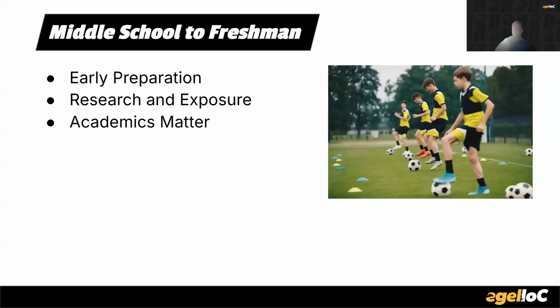When we're talking about students, and we all are parents, we've been there, we start when they're wee little tykes. But really, around the middle school to freshman year, so sixth grade to about ninth grade, the things that students can think about are first of all early preparation, not only athletically but also academically, getting the skills up to make sure that you can play the game. Then doing research and getting exposure to the various schools and the various sports out there.